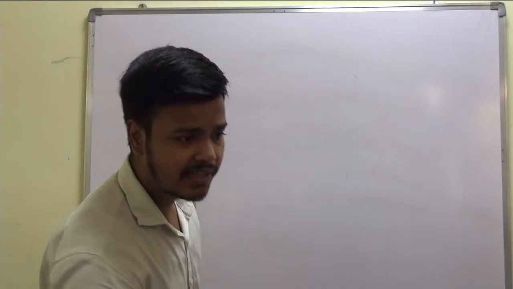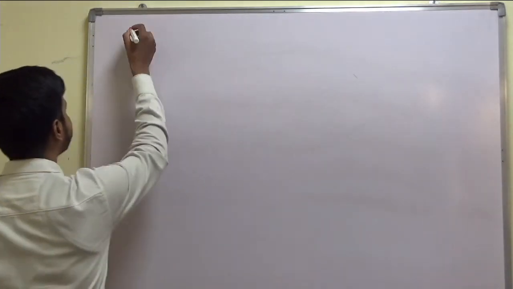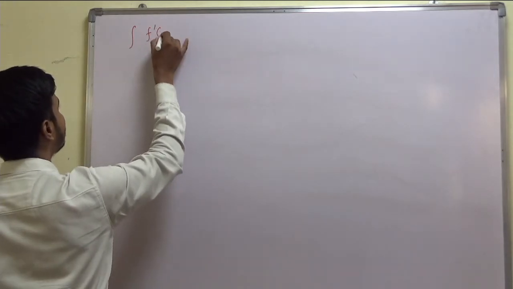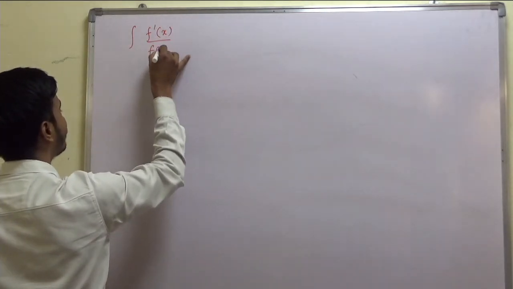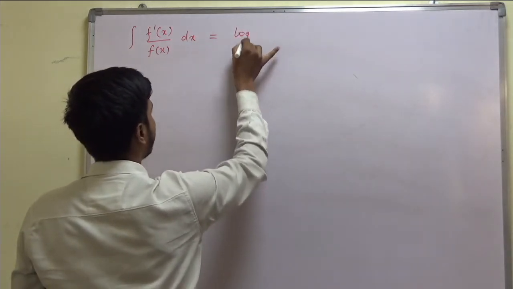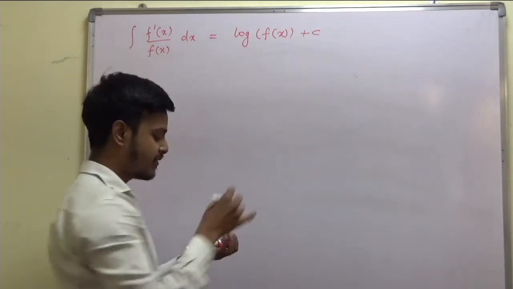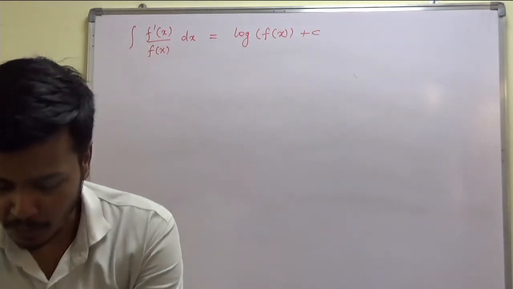So before that, taking that simple integration, let me tell you one result: the integration of f dash of x upon f of x dx is equal to, what is it? Log of mod of f of x plus c, right? Now let us solve some problems.